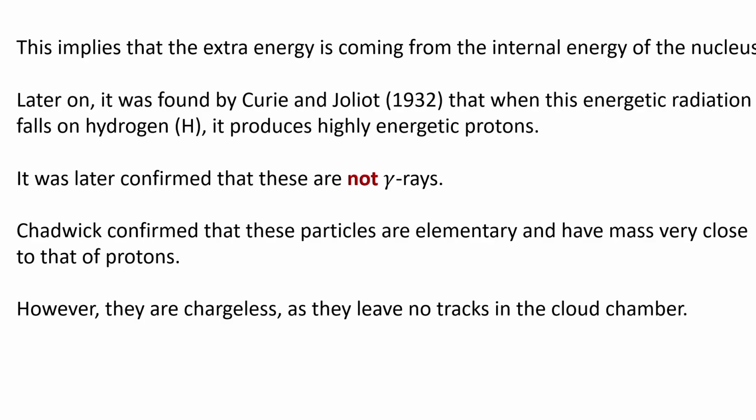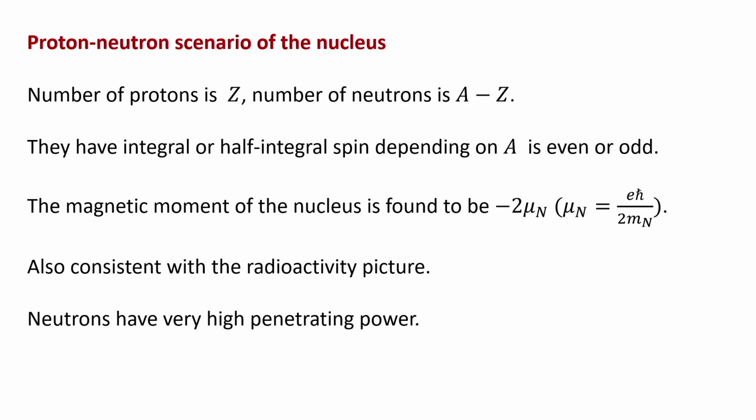In fact, if electromagnetic radiation or gamma rays pass through the cloud chamber, it causes electron and positron pairs to be produced, which can be realized if you apply an external magnetic field, which will give rise to equal but opposite trajectories for these electrons and positrons. However, neutrons leave no marks in the cloud chamber. So, we are slowly arriving at the proton-neutron picture of the nucleus, which is the correct one.